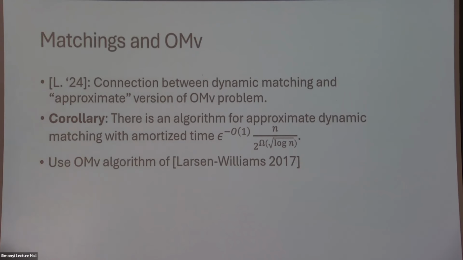So in the connection to dynamic matching, in some work I conducted at the IAS last year, I showed some connection between dynamic matching and some approximate version of this online matrix vector problem. And as some corollaries, there's an algorithm for dynamic matching with the following runtime. So still not really better than n, but you save a 2 to the root log n factor. And to get this, you use this algebraic OMV algorithm that I mentioned on the previous slide as a subroutine. So that's all I had. Thanks.